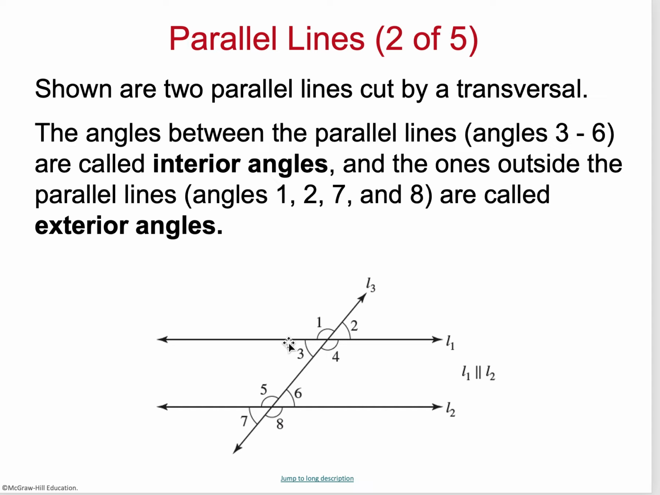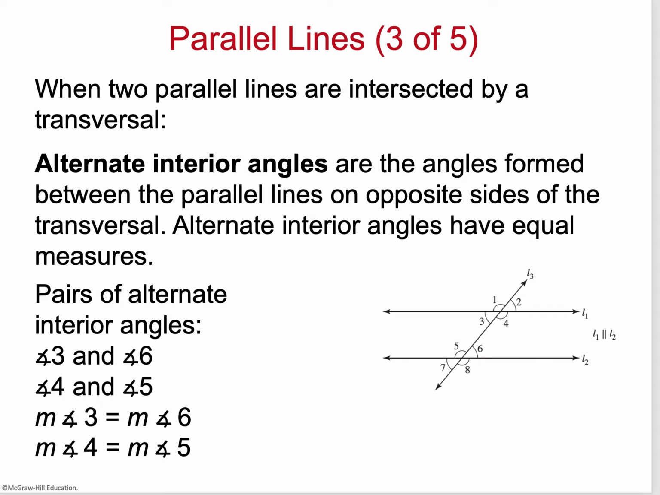geometry tends to talk about interior angles versus exterior angles. That's the proper terminology. Interior angles are angles between the parallel lines. So 3, 4, 5, and 6 are between the parallel lines. Exterior angles are outside of the parallel lines. So that would be 1, 2, 7, and 8.